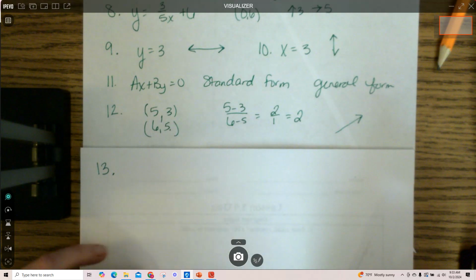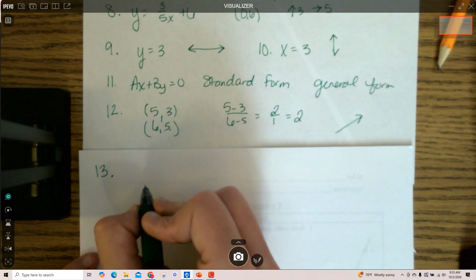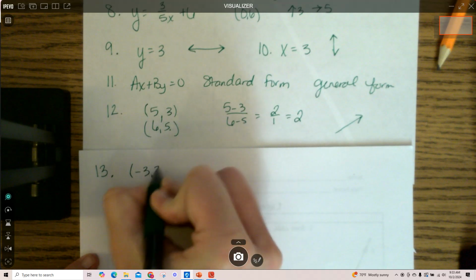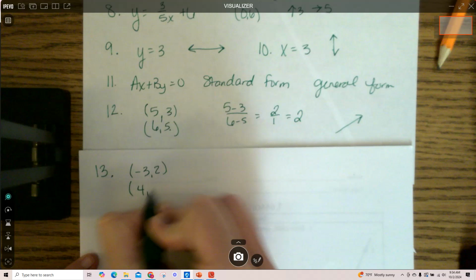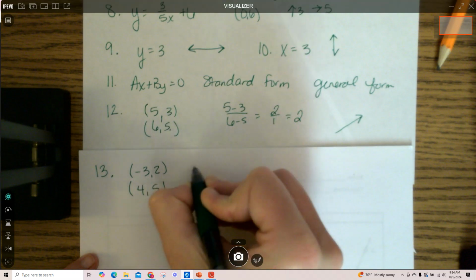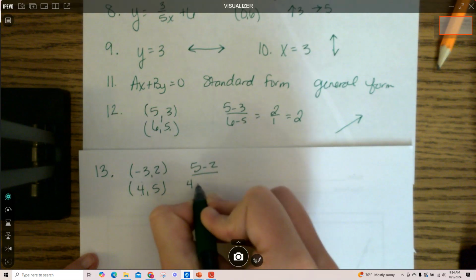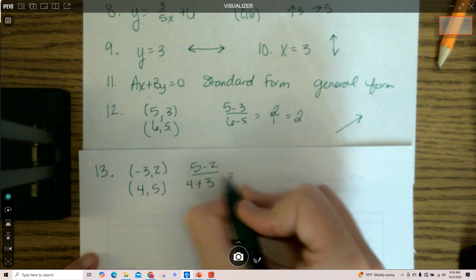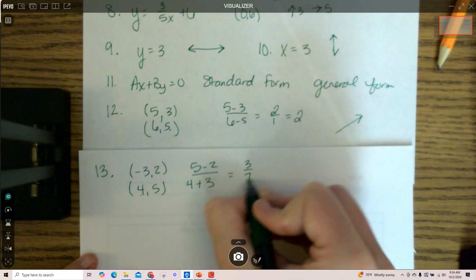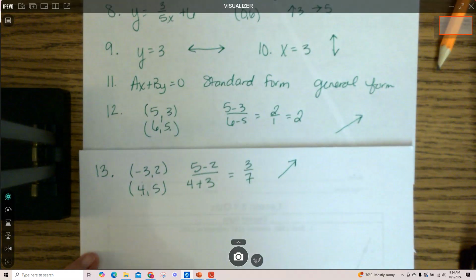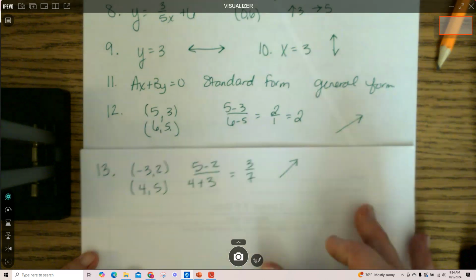Same thing. Okay, so 13, what do we got? Same question, but negative 3, 2, and 4, 5. So again, I take the y's, subtract them on top, take the x's, so this would be 4 minus a negative 3, which would be 4 plus 3. 5 minus 2 is a 3, 4 plus 3 is a 7. That still rises. It's still positive. Doesn't matter fraction, decimal, whatever. If it's positive, it rises.